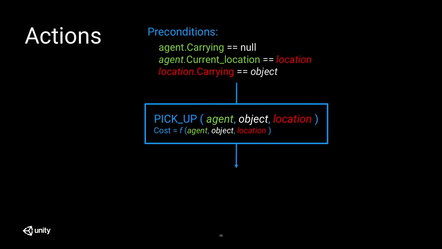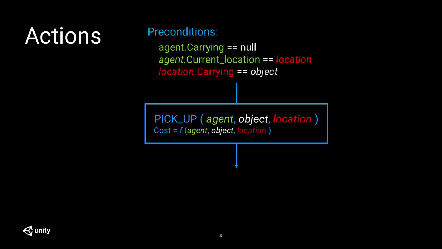Now the preconditions for this are that the agent wouldn't be carrying something, so we check for that. Also that the location that we're going to, the agent is actually there before the agent actually tries to pick up something. And that the location we're traveling to is actually carrying the object.